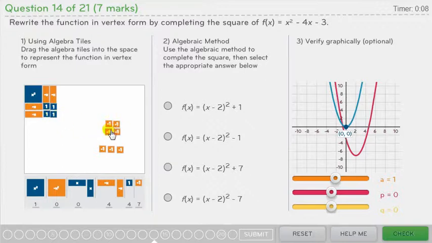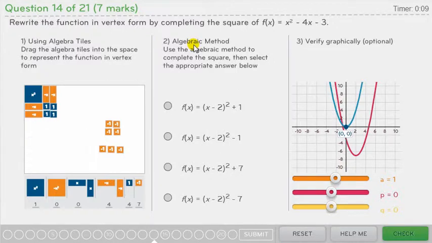So I'm going to put in my 4 negatives. That creates the 0 pairs. But I need it to be negative 3, so I'm going to add 3 more negatives. When I do that, I get x minus 2 times x minus 2, so x minus 2 squared, minus 7 more. And therefore I've completed the square. So I get x minus 2 squared minus 7.